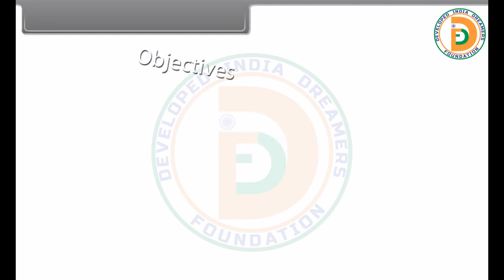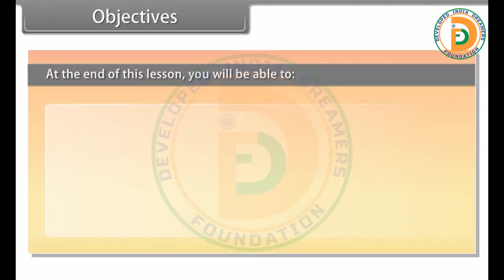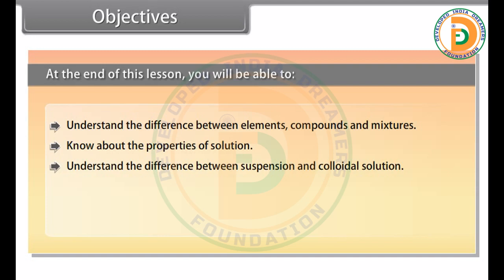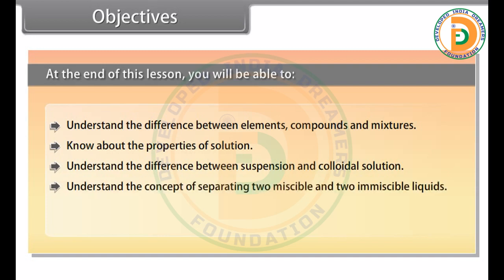Objectives. At the end of this lesson, you'll be able to understand the difference between elements, compounds, and mixtures, know about the properties of solution, understand the difference between suspension and colloidal solution, understand the concept of separating two miscible and two immiscible liquids, and understand the separation of components of air.